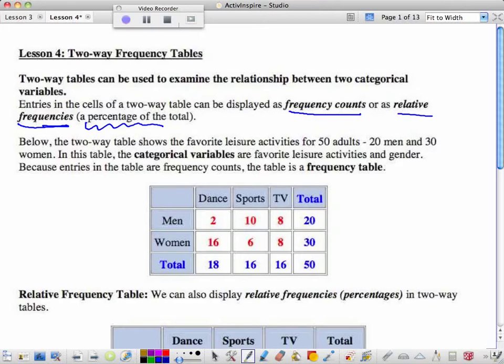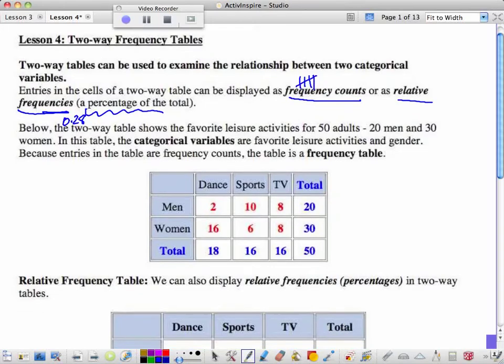Like if you were collecting data, you might do a little tally like this, right? Oops, that's a frequency count. And then otherwise you have maybe 0.28, which means 28%. That's a relative frequency.